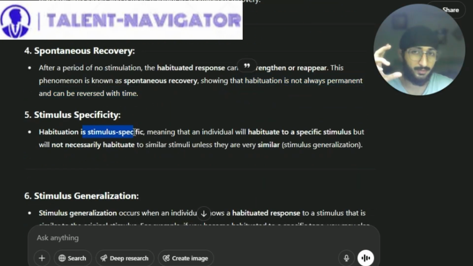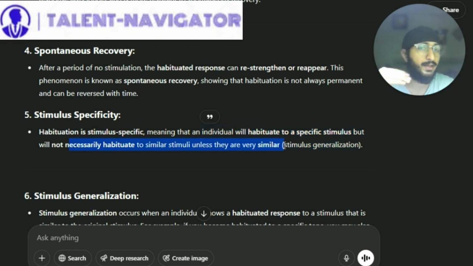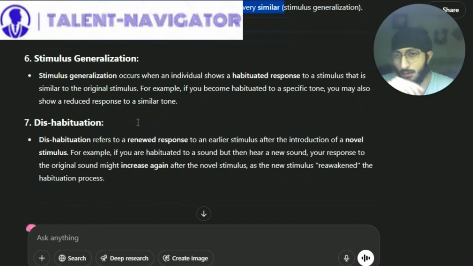Then habituation is stimulus specific, meaning that an individual will habituate to a specific stimulus but will not necessarily habituate to similar stimuli unless they are very similar. Generalization: stimulus generalization is when an individual shows a habituated response to a stimulus that is similar to the original stimulus. For example, if you become habituated to a specific tone, you may also show a reduced response to a similar tone, like a similar sounding tone.